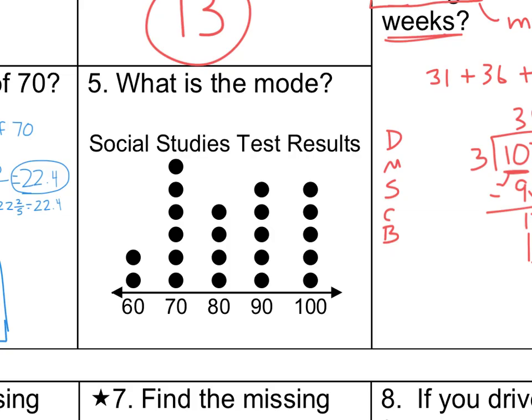Number 5 was super easy. Mode is, remember, apple pie a la mode, most popular. And so since we're looking at a dot plot, we're just looking at the one that has the most, right? So 70 is our mode. So I might just circle 70 and call that my mode.